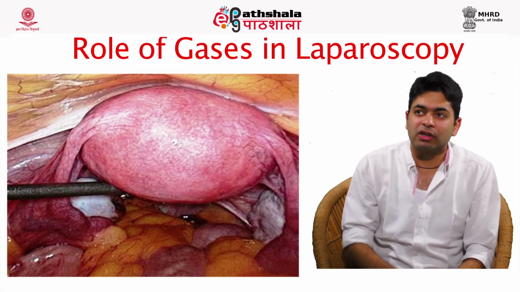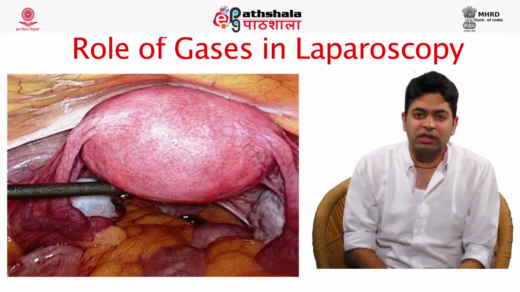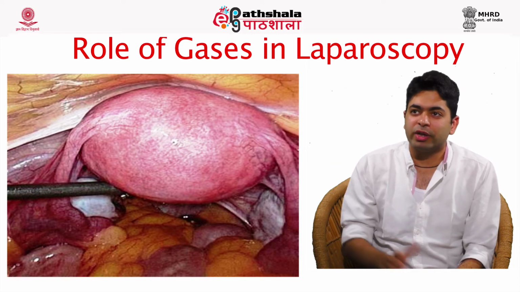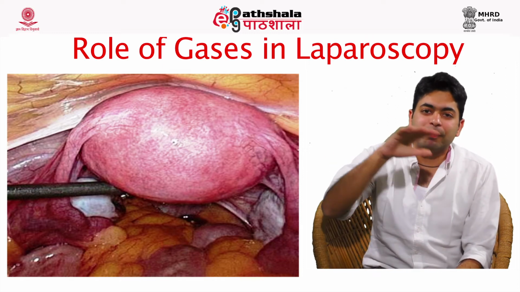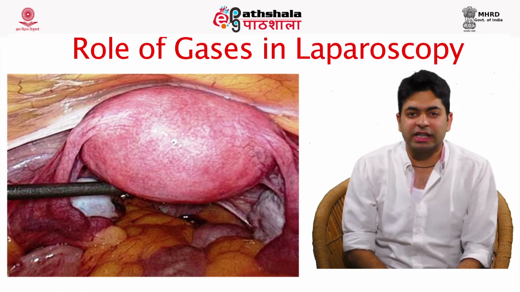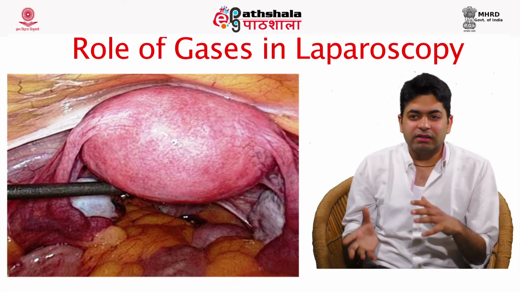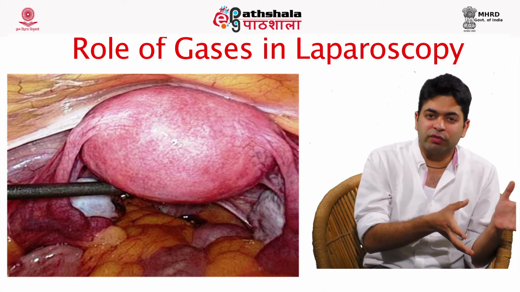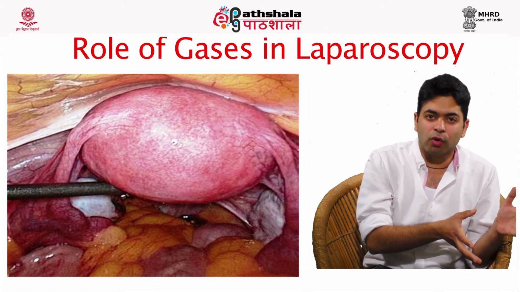Here we can see that all the female reproductive organs are very well seen: the uterus, the fallopian tubes. The dome-shaped elevation of the cavity is one of the best exposures that a surgeon can get in the abdominal cavity in laparoscopy.